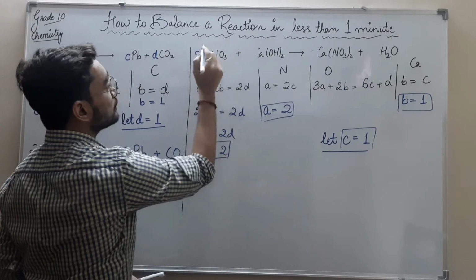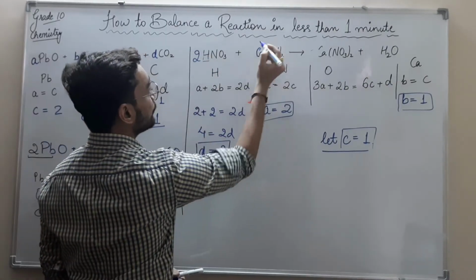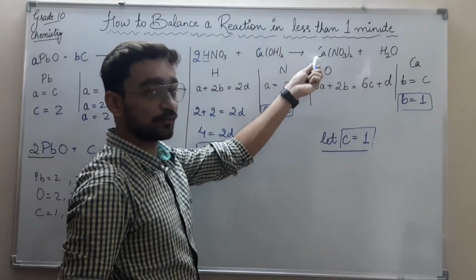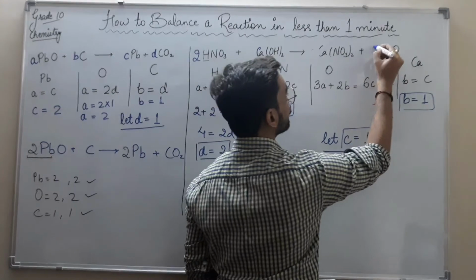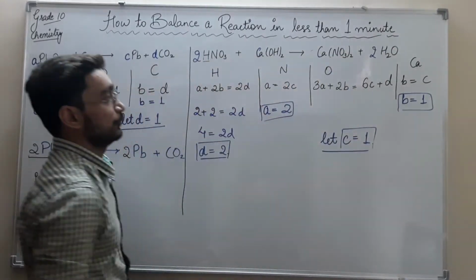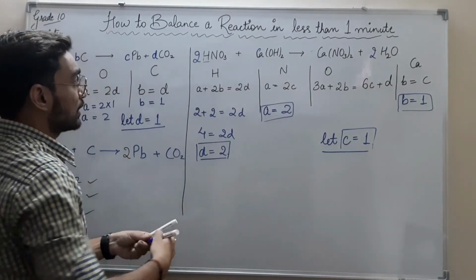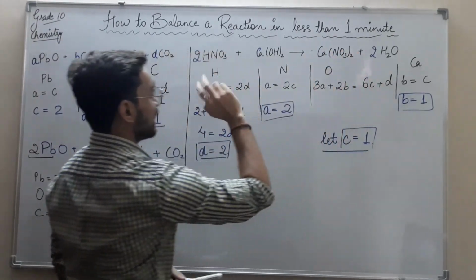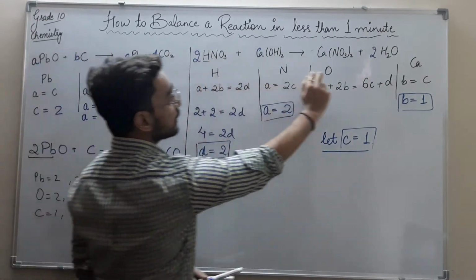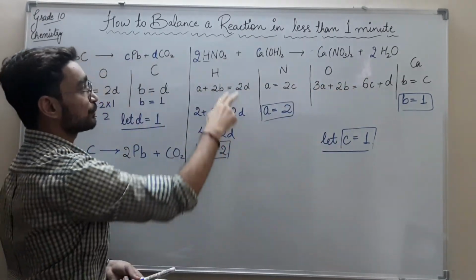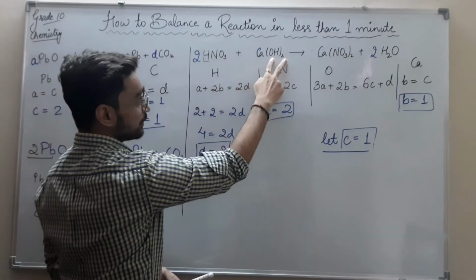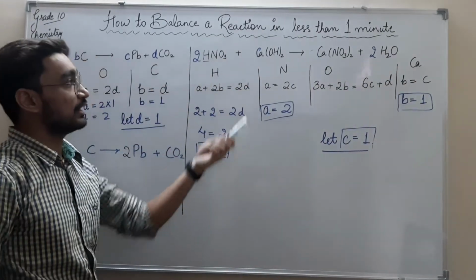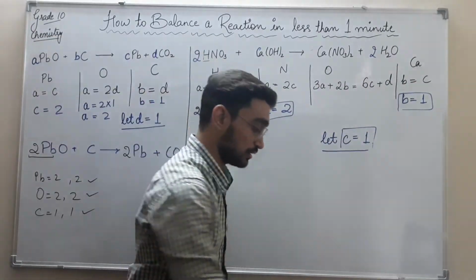A is 2, so twice of HNO3. B is 1, which means no need of writing anything. C is 1, no need of writing anything, but D how much? 2. So we can write here 2 twice of H2. If you want, you can check here. 2 hydrogen, 2 plus 2, 4 on this side and 4 on this side, balanced. 2 nitrogen on this side, 2 nitrogen on this side, balanced. 2 3s are 6, 6 plus 2, 8. 8 oxygen on this side and C is only 1. So this complete reaction is balanced.